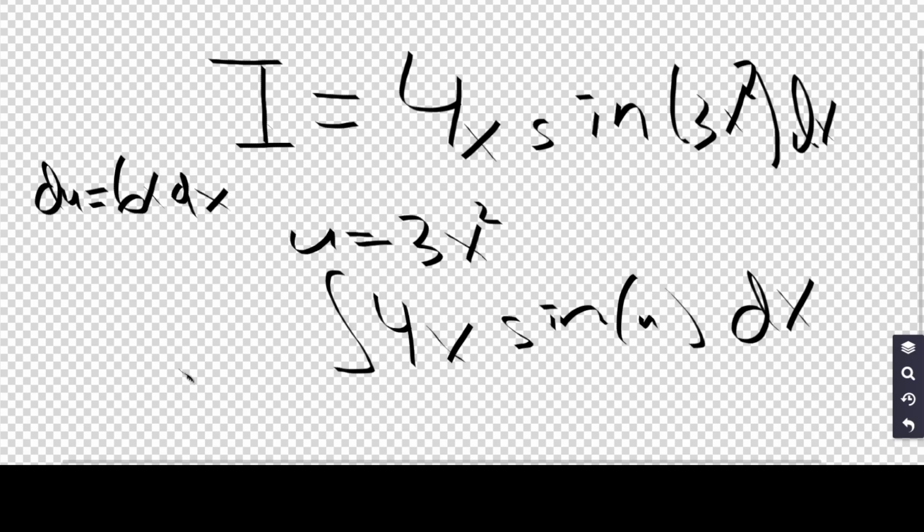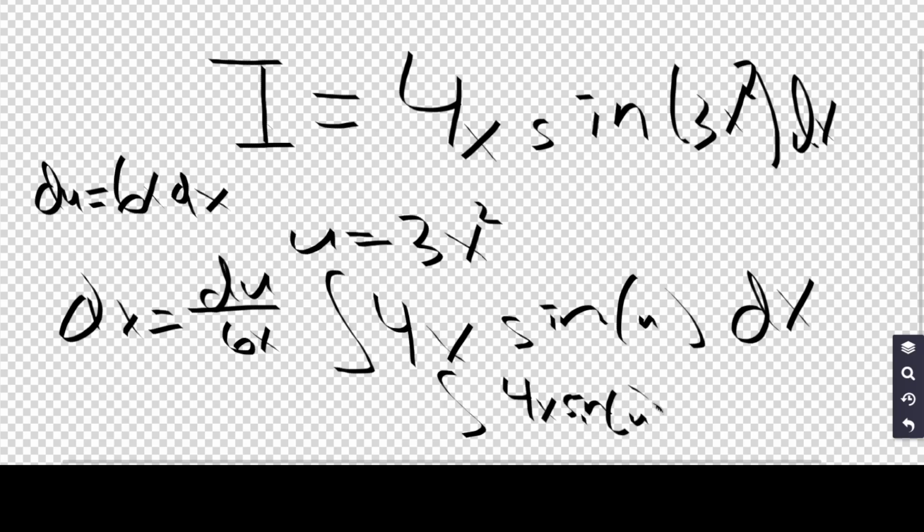So now we can plug that back in. First we have to solve for dx, so dx equals du over 6x. So it's going to be an integral of sine u times du over 6x, and the x terms cancel out to give 2/3, so we get 2/3 sine u du.